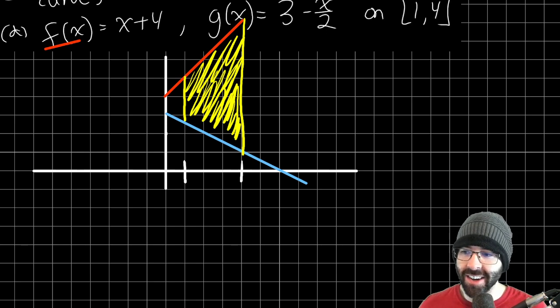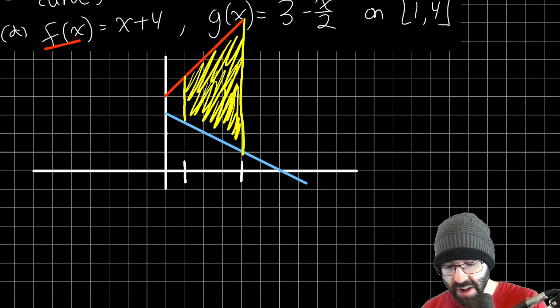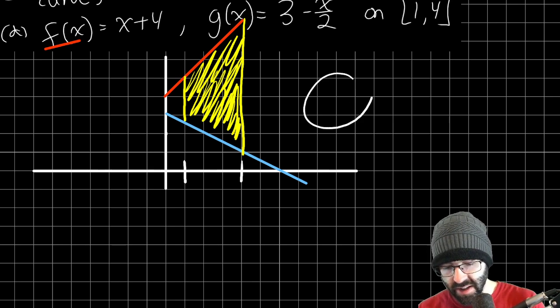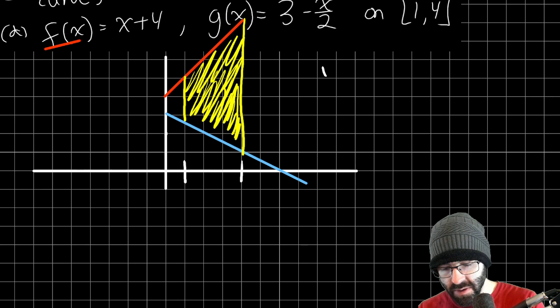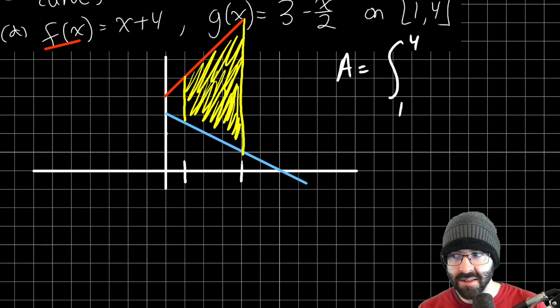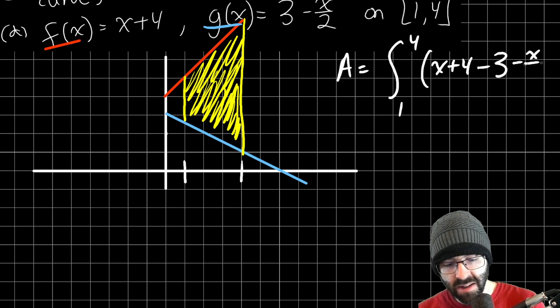Well, let's practice driving a car and use some calculus. So if we do that, I'm going to use the big one because I don't want my marker to look like the graph. We know this area will be the integral from a to b, in this case 1 to 4, the x coordinates denoting this, of the top function minus the bottom function. Well, the top function is f. That'll be x plus 4, minus the bottom function, 3 minus x over 2.